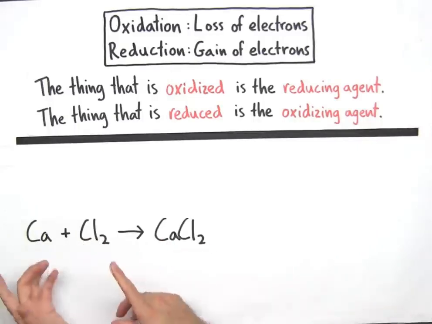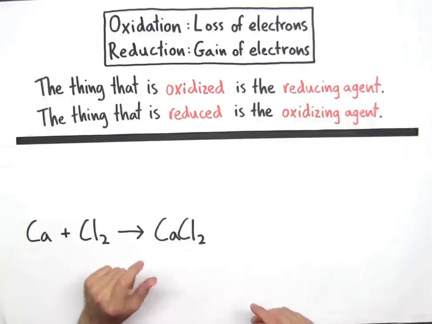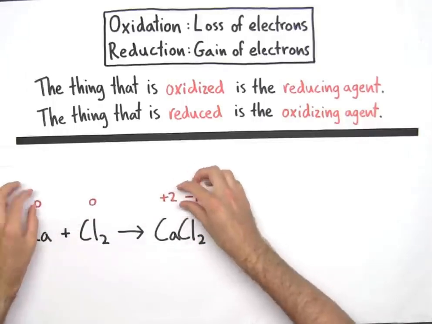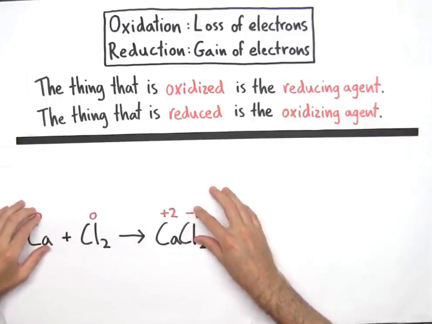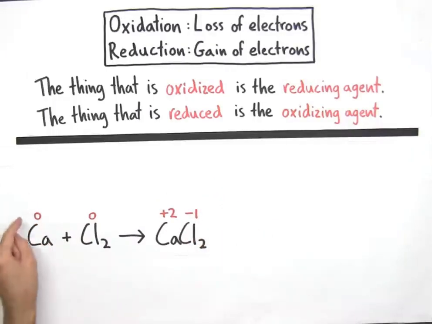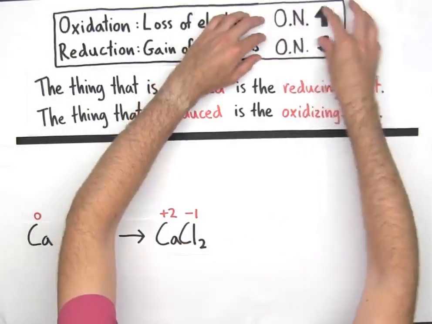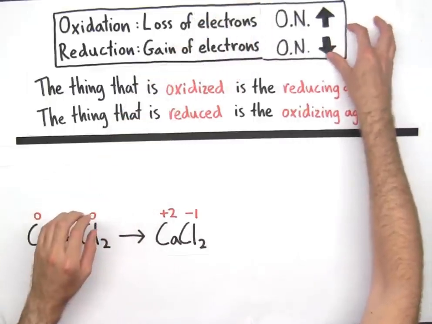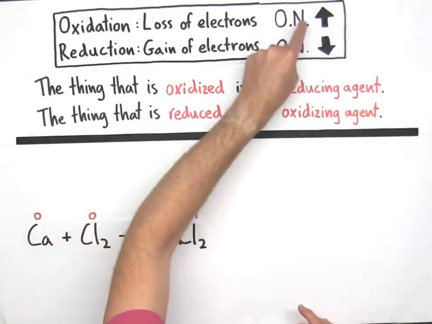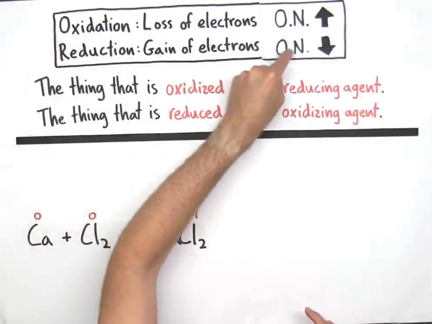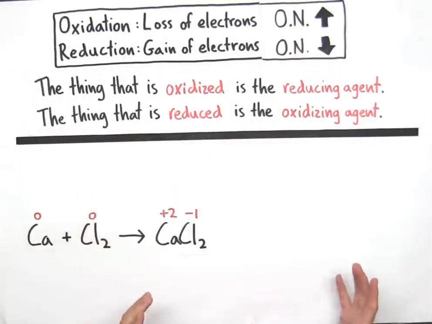I have a whole bunch of videos on how to write oxidation numbers. I'm not going to show you how to do that here, but there are a bunch of rules that you follow. You go through these rules and you're able to write oxidation numbers for all the elements in a chemical equation, and these numbers show how electrons are moving. So to figure out if oxidation or reduction is taking place, we look at the changes in these oxidation numbers. If the oxidation number goes up, oxidation is taking place. If the oxidation number goes down, reduction is taking place.